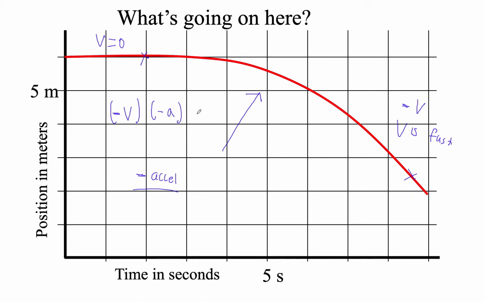If I have a negative velocity and a negative acceleration, that means I'm going faster and faster because they're in the same direction. Okay, but I'm going in the negative direction. So notice this, right? Not moving. Moving. I'm going faster and faster, and I'm going in the negative direction. Therefore, it's a negative acceleration.